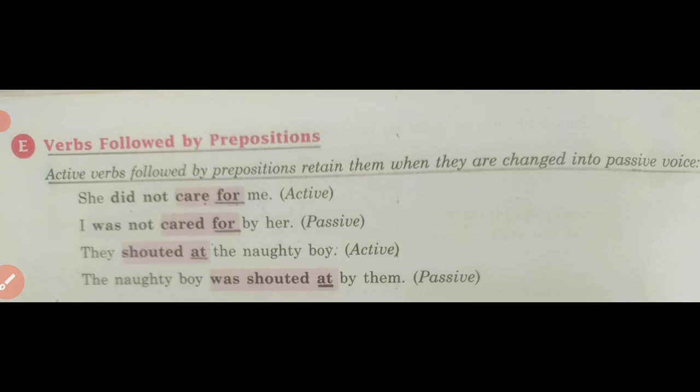Now, let us see how we change the verbs which have been followed by prepositions. For example, she did not care for me. For is the preposition after the verb care. So when we change such sentences from active to passive voice, we keep the preposition in the same place. Active verbs followed by prepositions retain them when they are changed into passive voice. So the preposition will remain in the same place.